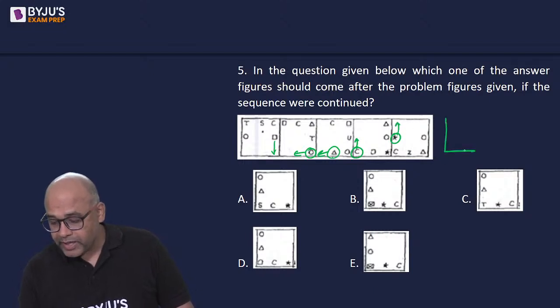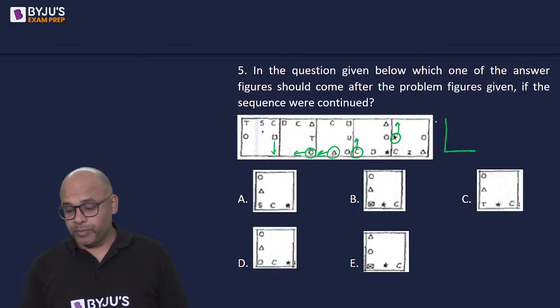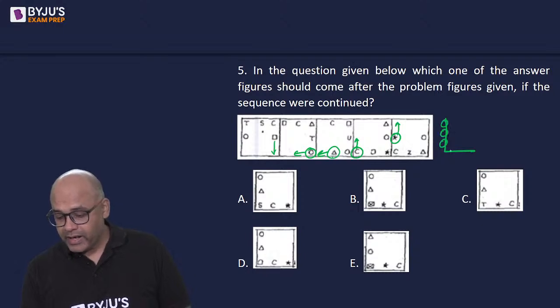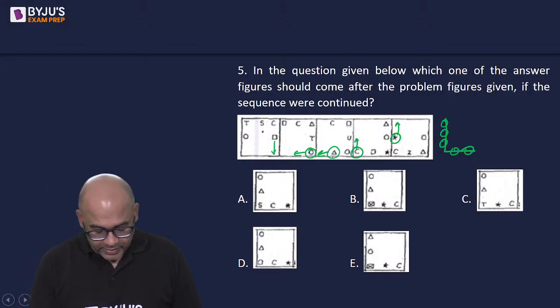So I should be getting an L shape. There should be 3 things here and 2 things here. That's how it's supposed to be. So there should be, my bad, let me rewrite.